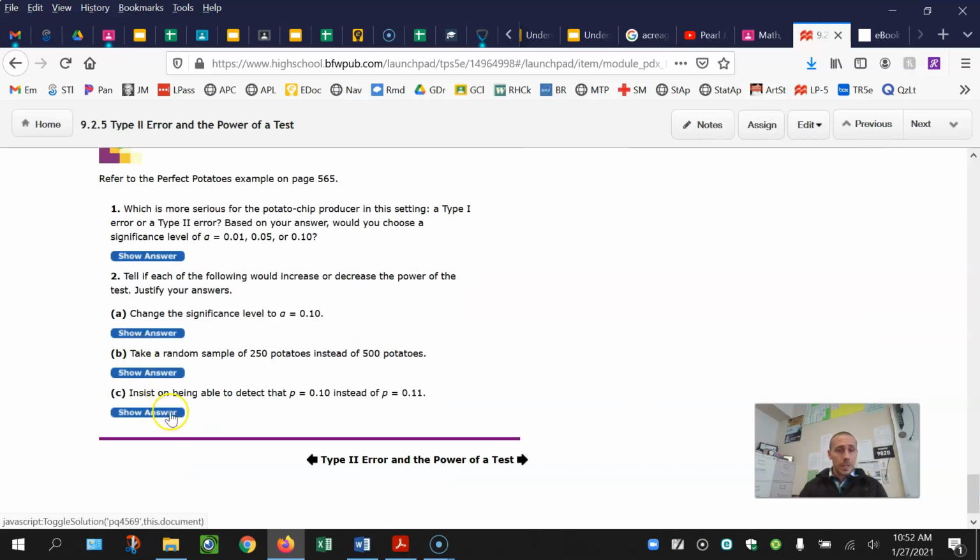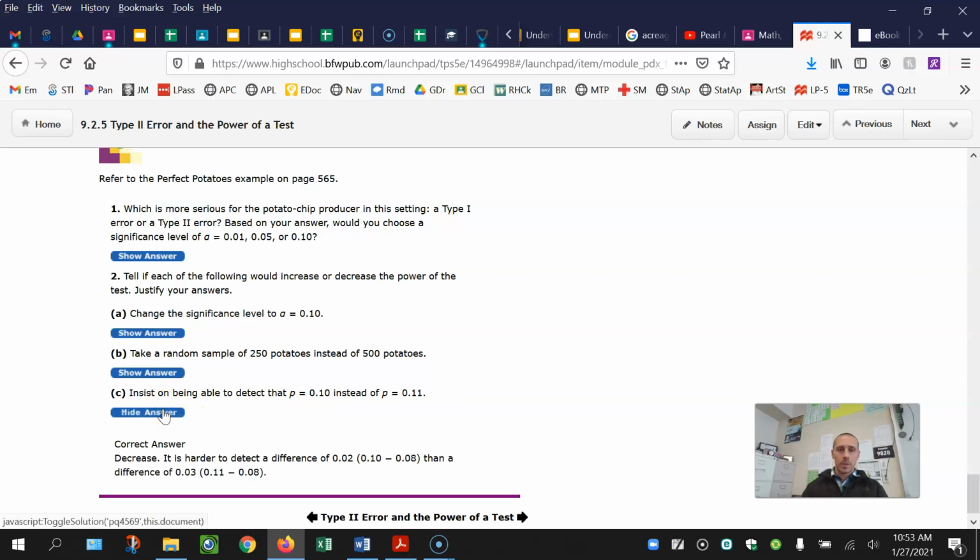Number 3, insist on being able to detect that p equals 0.1 instead of 0.11. Well, if you remember back to the potato question, the null was 0.08. So 11% is further away, 10% is closer. This is going to decrease the power because it's not as big of a difference.